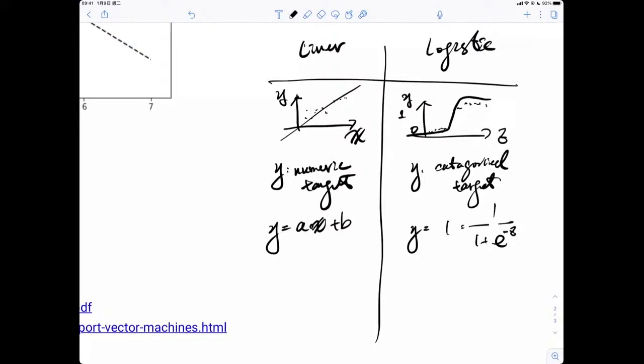However, these two different models, they both follow the same philosophy. They want to model the relationship between x and y by using a curve or a line or a surface to fit the original data, which is x and y, by using a more simple surface or a line.